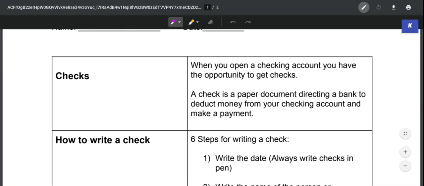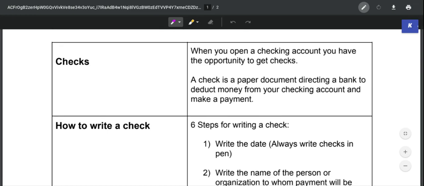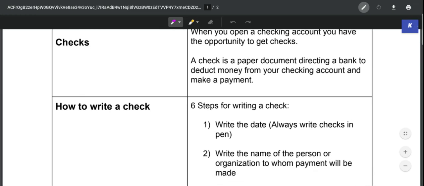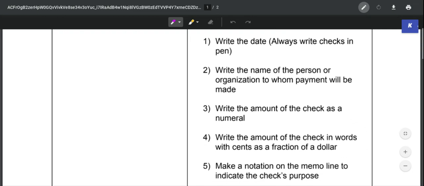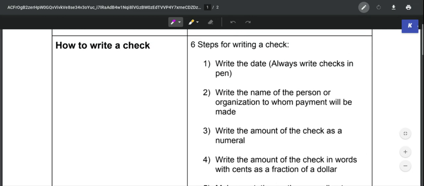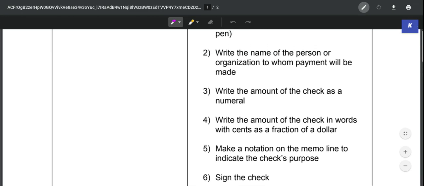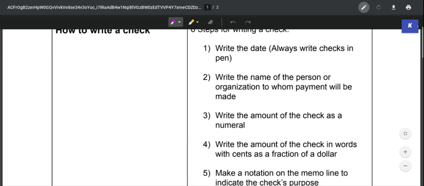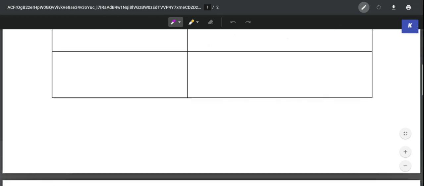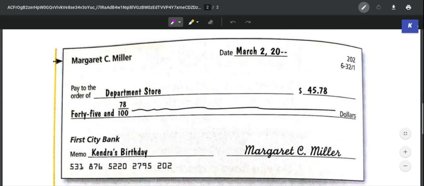So a check is just a paper document that pretty much says, hey, take this much amount out of my bank account. And here are the 6 steps to write a check. And I would be sure when you're doing your homework just to have this as a reference. The first step is to write the date. So I have a sample here.